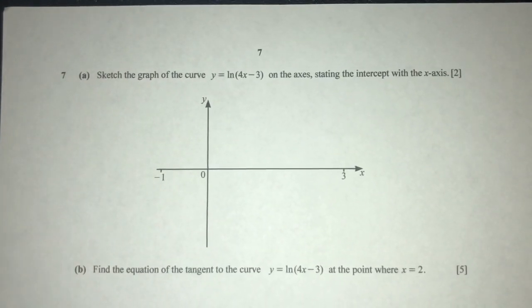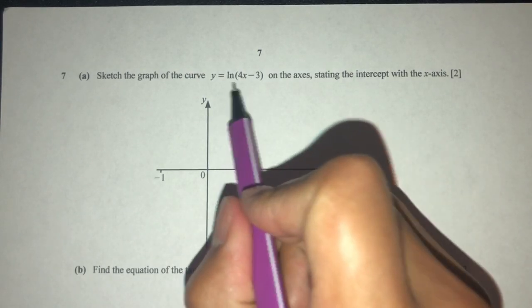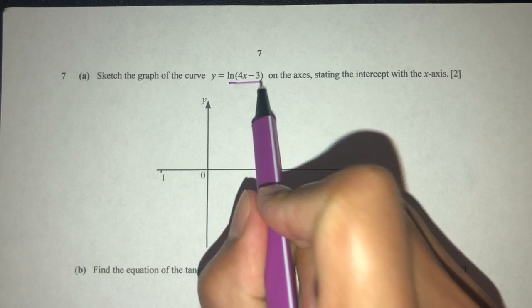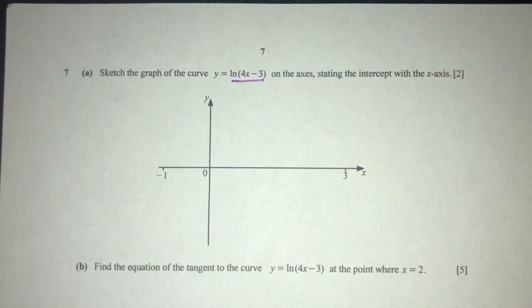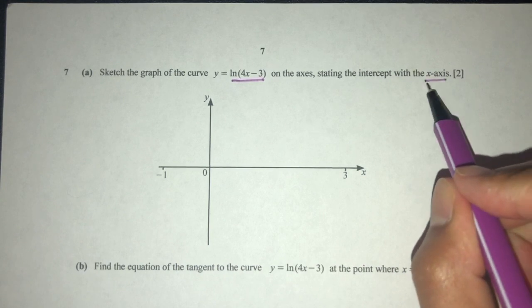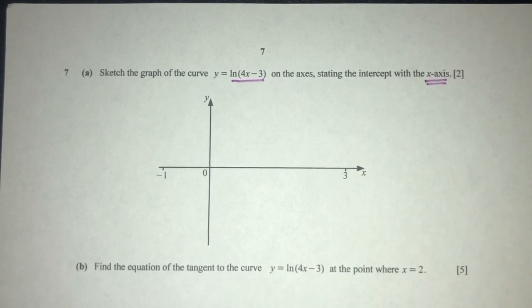Now let's move on to question number 7. Here we have to sketch the graph of y equal to ln of 4x minus 3, on the axis, stating the intercept with the x-axis.